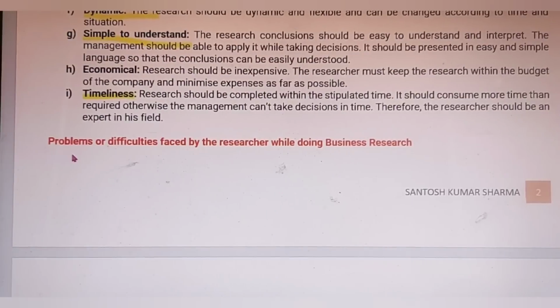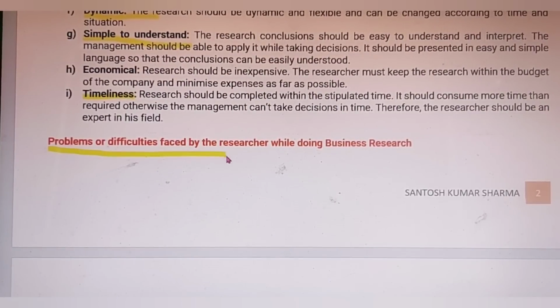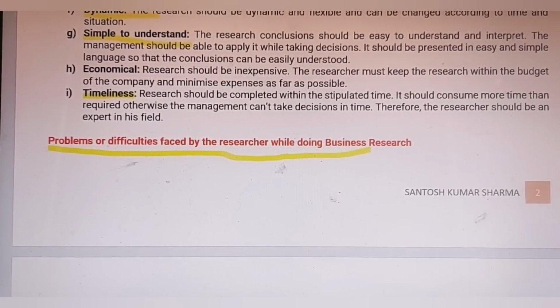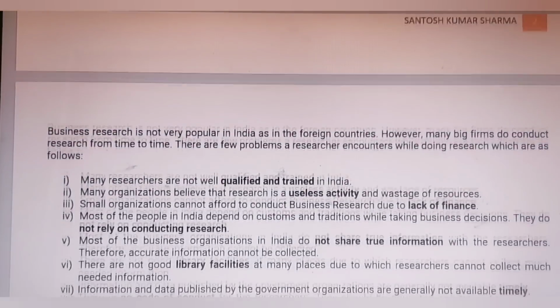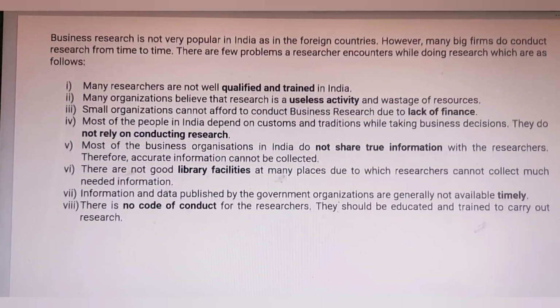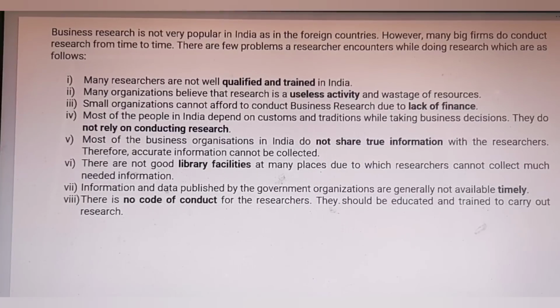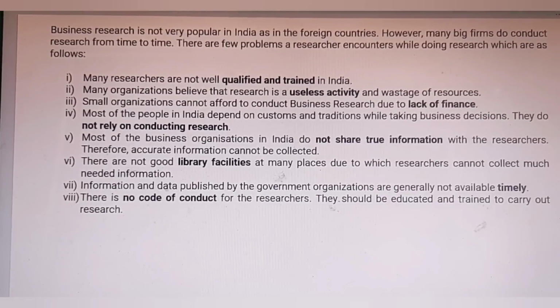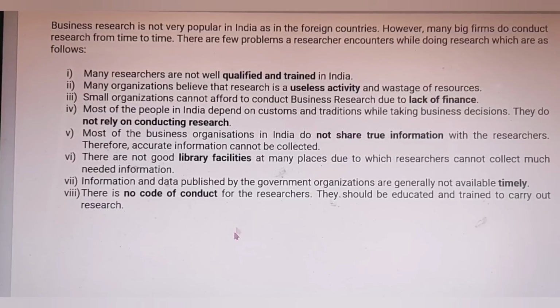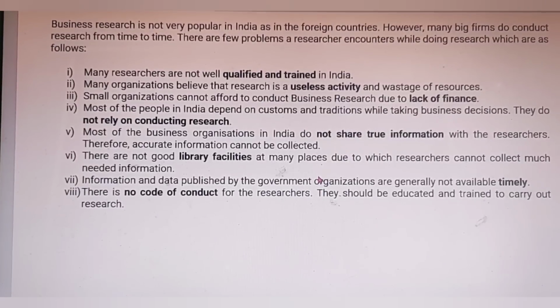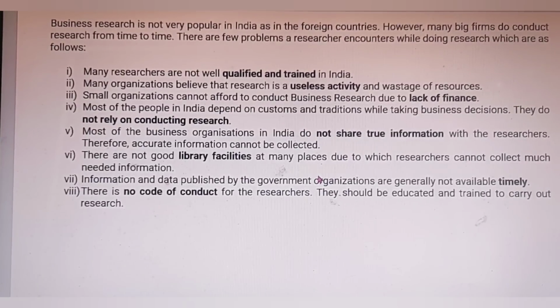Okay, the next important question is, what are the problems and difficulties faced by the researcher while doing research? This is also a very common question that generally comes in the exams. And basically this question is on India, in fact. Let's see what are the different types of problems faced by the researcher.